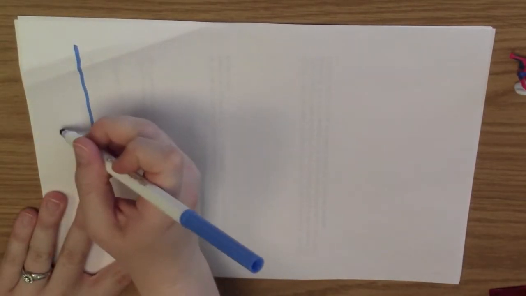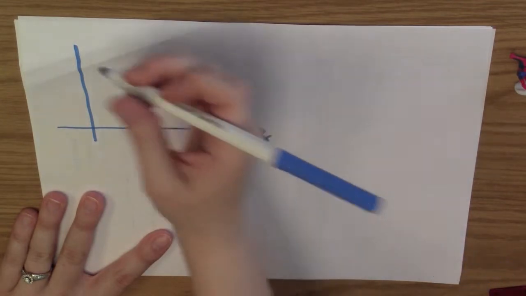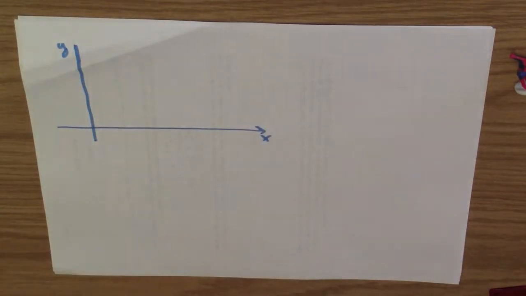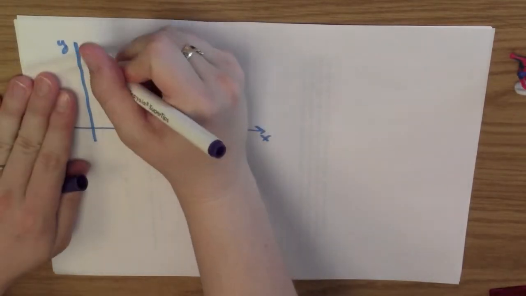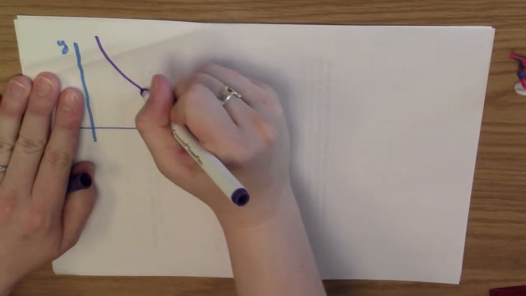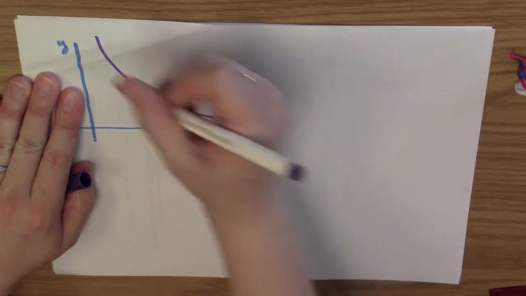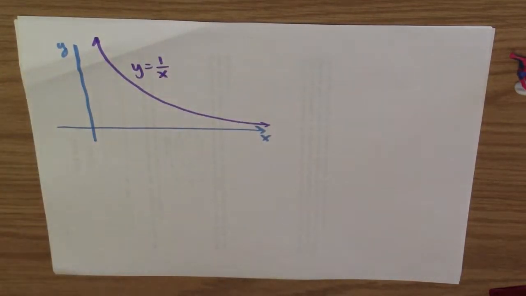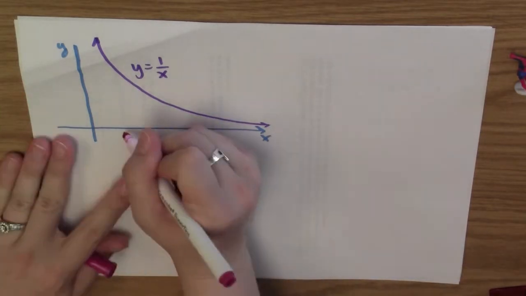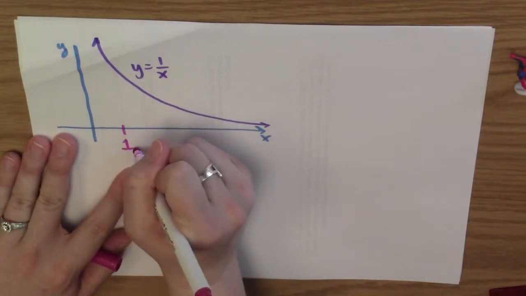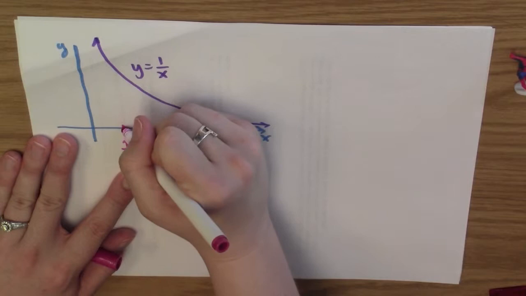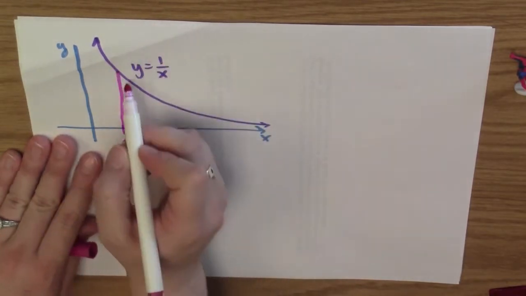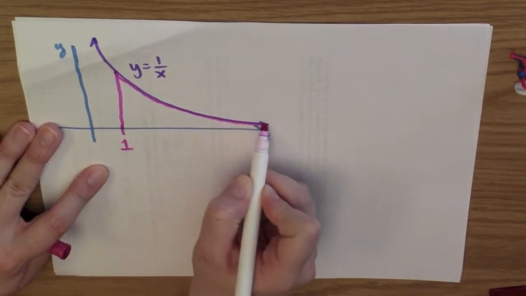So here are my x and y axes, so x and y. And what I want to do is plot the curve y equals 1 over x. Right, so the curve y equals 1 over x looks something like this. So y equals 1 over x. And then I'm going to be interested in that curve from x equals 1 all the way to infinity. Right, so I have this piece of the curve all the way to infinity.